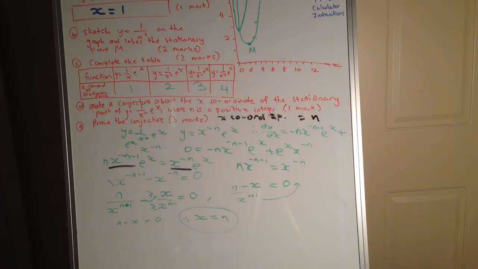Again, you can use the quotient rule, but I just find it easier to work with negative exponents rather than having quotients in there. But hopefully you found it interesting and you were able to follow along.